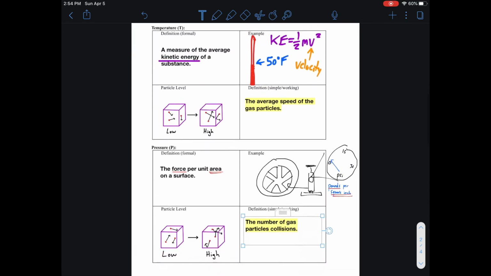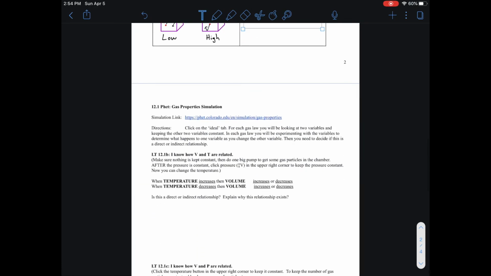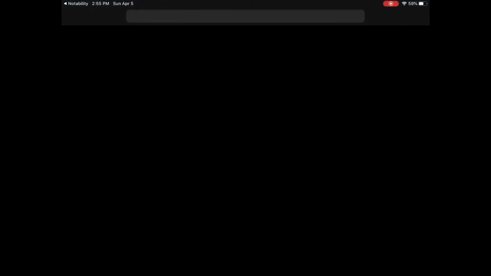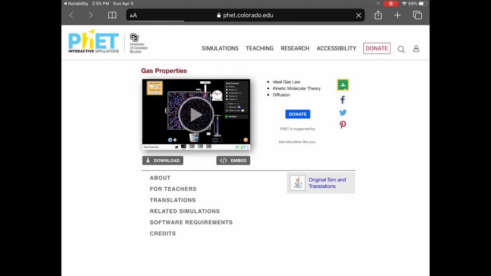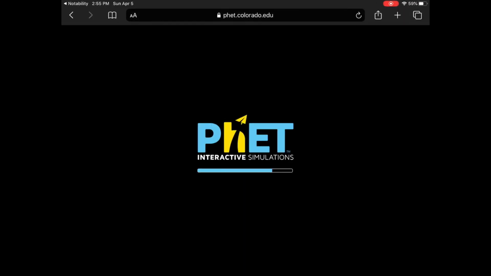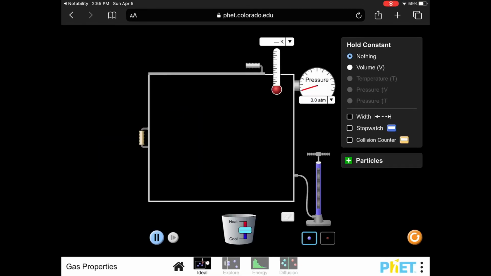Now, using these 4 working definitions that we just looked through, you're going to be working on a simulation. I'm going to show you how to get started. I'm even going to work through the first one with you. So the links here, you could also find it just by going into Google and typing in gas PHET, P-H-E-T, gas properties. And that will take you to this here. And I'm going to press the play button. And then click on ideal. We're talking about ideal gases here.